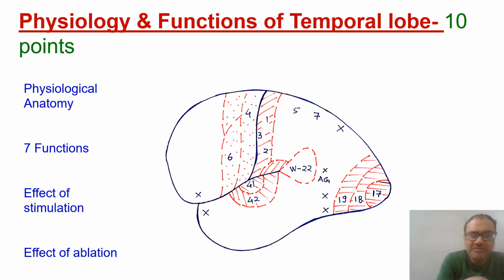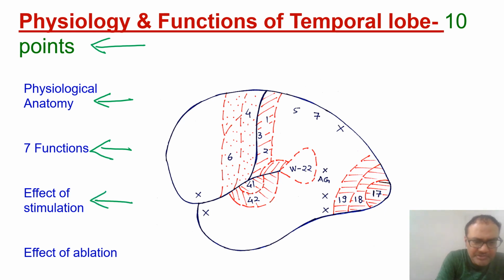Namaste friends, we are doing physiology and functions of temporal lobe and we will do it on 10 points, like we have done for occipital lobe and on the same headings. The first is physiological anatomy, followed by 7 functions, then effect of stimulation of this lobe and finally effect of ablation or removal or lesion of this lobe.